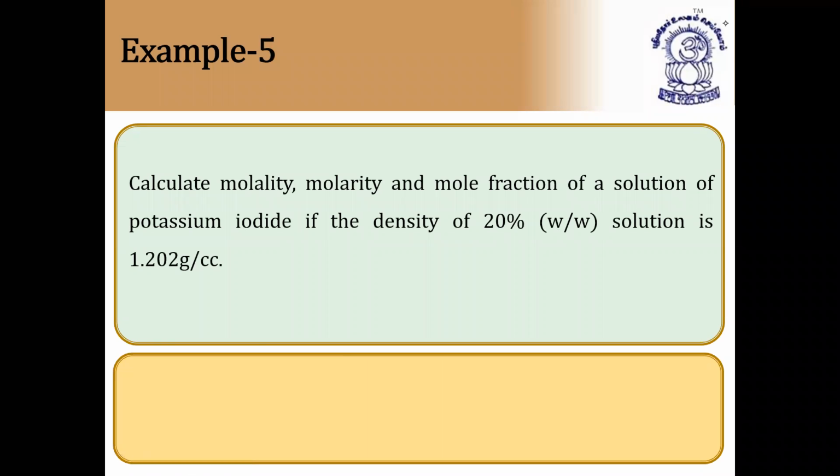Calculate molality and mole fraction of the solute potassium iodide if the density of the 20% weight by volume solution is 1.202 grams per cc. Here they have given density as well as mass percentage. So before doing this problem, I'll give one more formula, in the next slide of the same session. Or else you can write the formula here.